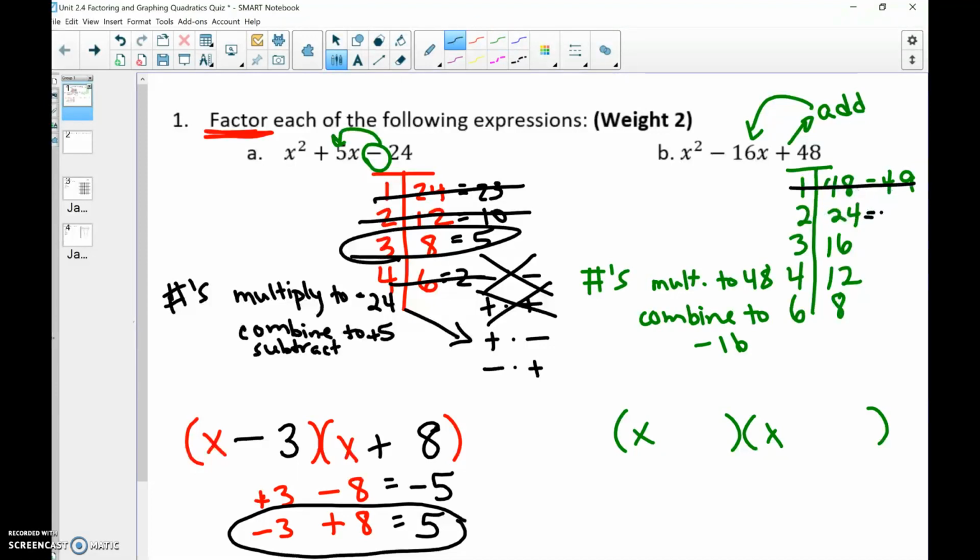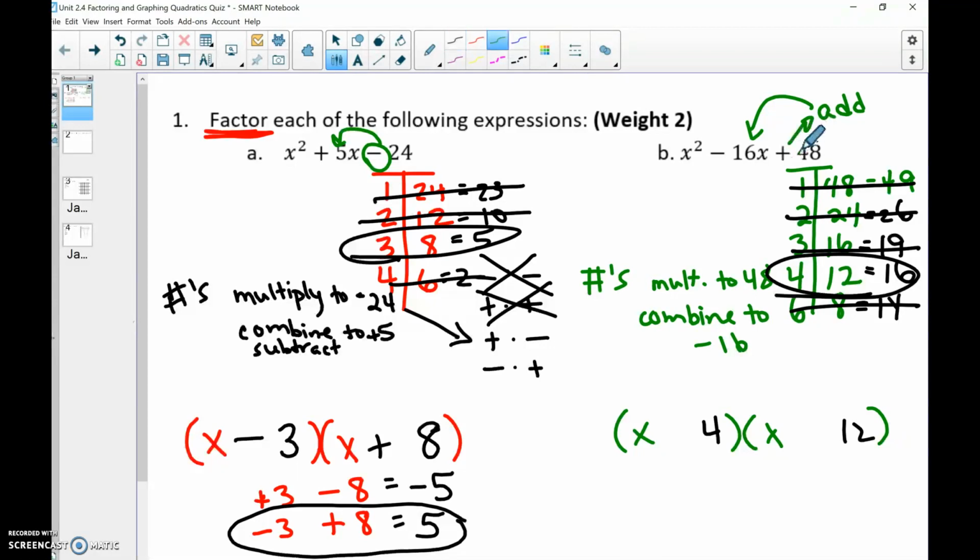24 plus 2 is 26. Need 16. 16 plus 3 is 19. Doesn't work. 12 plus 4, that's 16. 8 plus 6 is 14. Doesn't work. So this is my only option. I know I got to use 4 and 12.